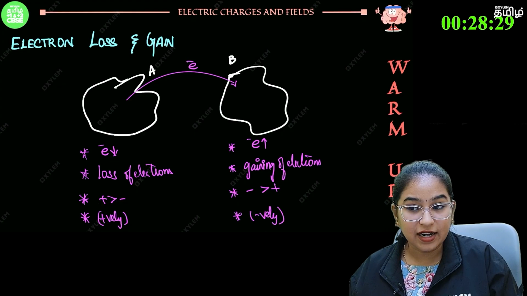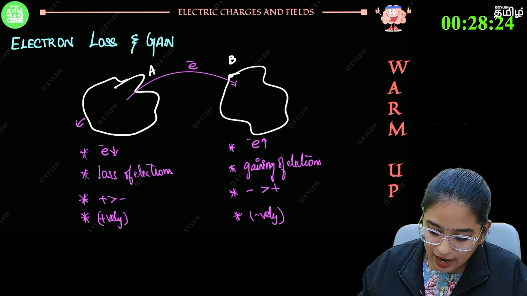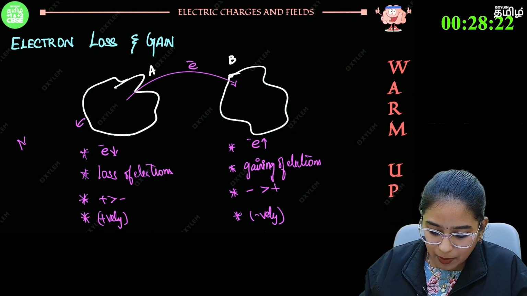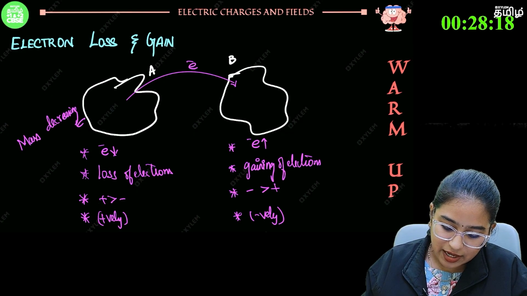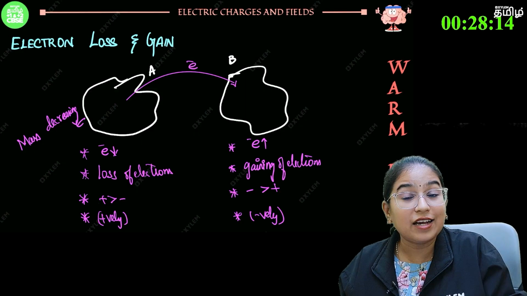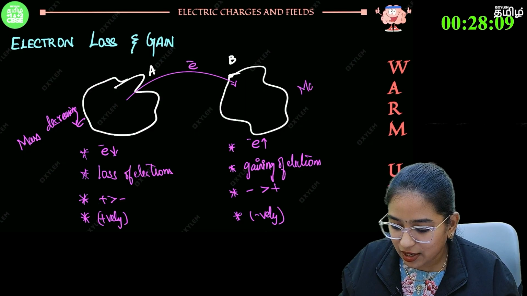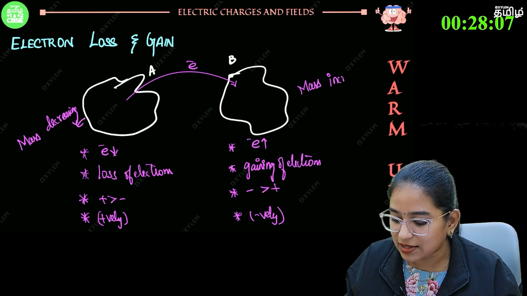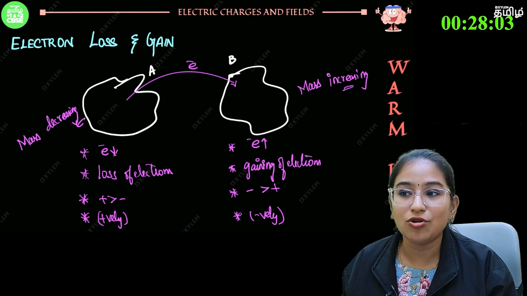The object which loses electrons will have its mass reduced, because electrons are moving out. Here electrons have been received, so automatically your mass will be increasing. These are the two things you have to understand.